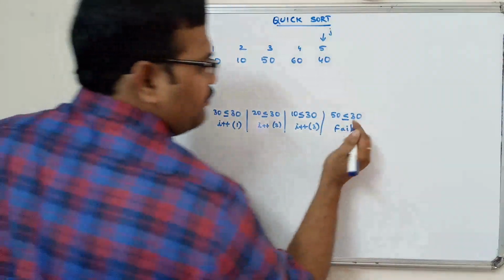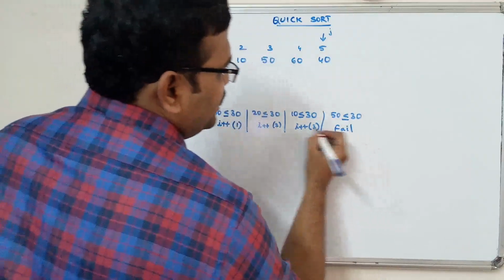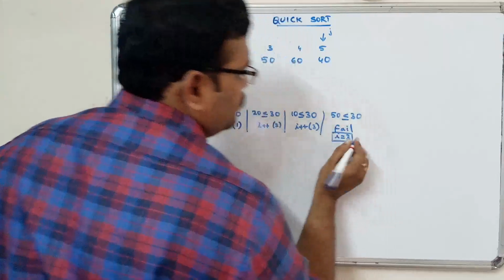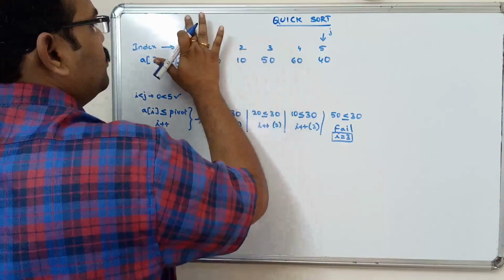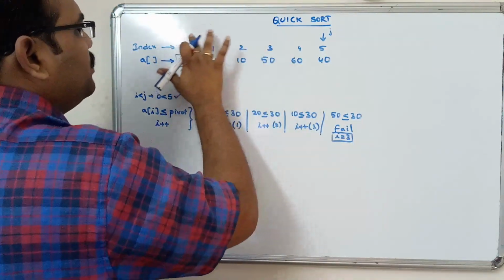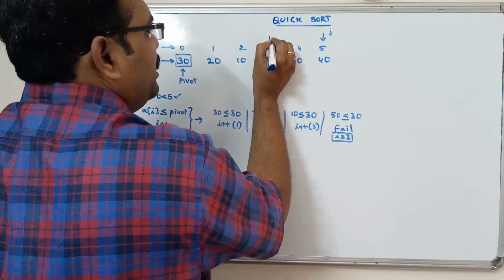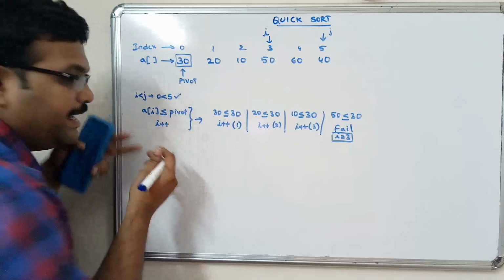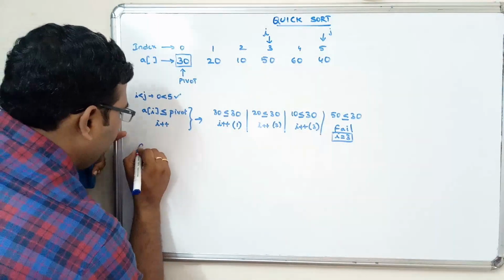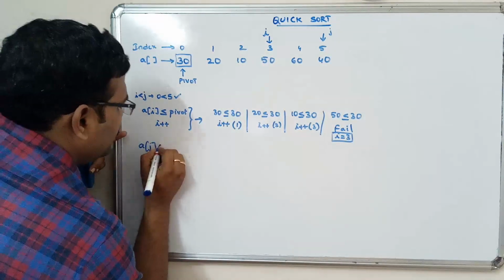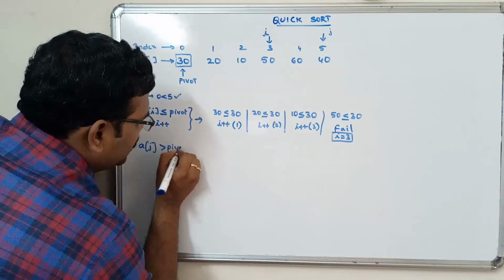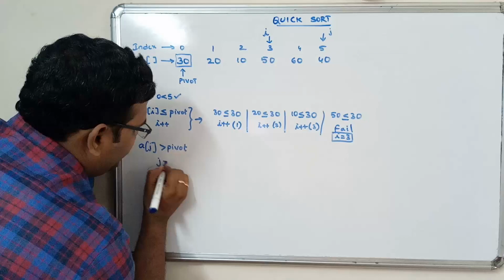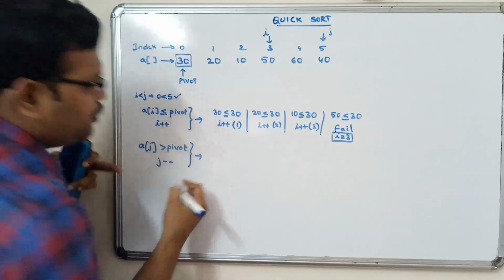Now here, at what condition is it failing? i is equal to 3. So i is equal to 3, right? The condition fails at i equal to 3. So after completion of this one, i is pointing here. Okay. Now keep on decrementing the j value. So a of j is greater than pivot, then j minus minus. So repeat this process.